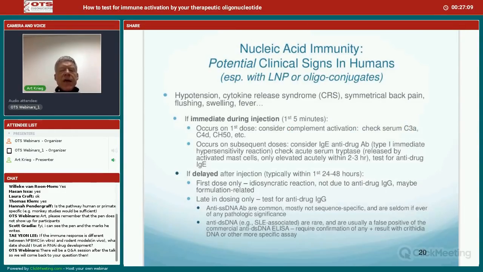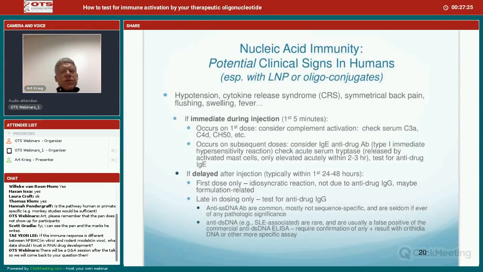You can test for that using some of the markers I've listed here on the slide, C3a, C4d, and so forth. And you can also reduce the complement activation by slowing the infusion that you're giving.